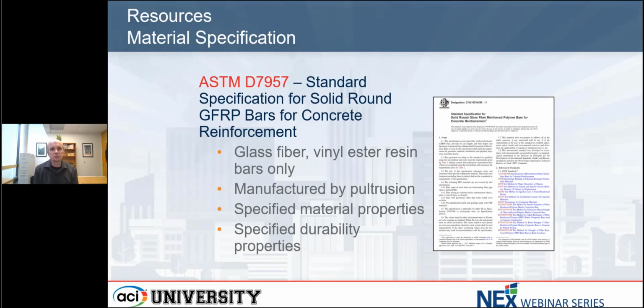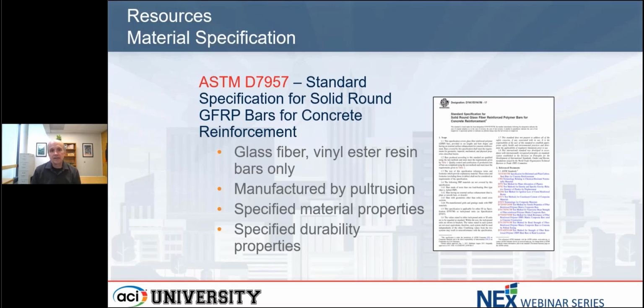So the first resource is this material specification, ASTM D7957. FRP materials in general is a fairly complicated subject. It is a lot to know. There's a lot that goes into FRP materials, the quality of FRP materials, what types of fibers should be used, what types of resins or polymers should be used, how it should be manufactured, what material properties should be, what durability should be. All of those things are complex, and there's a lot to know.